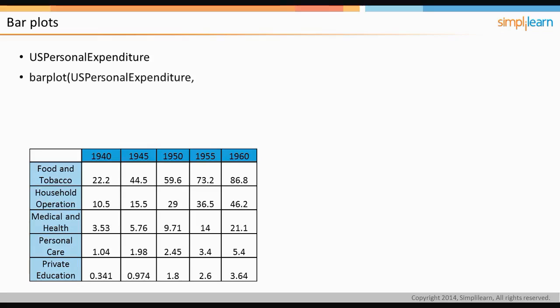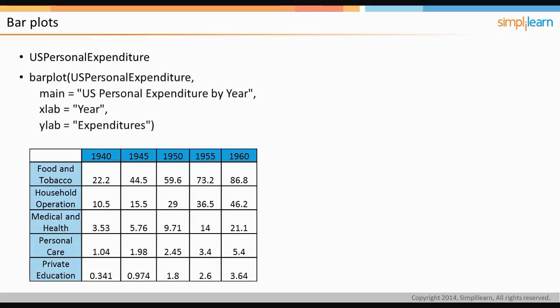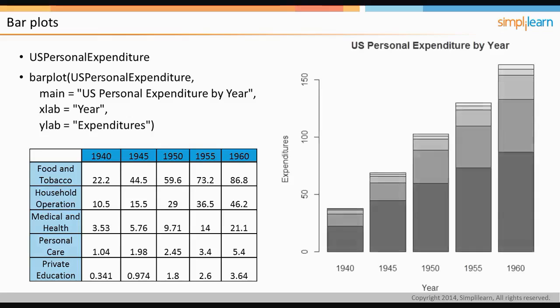In R, bar plots can be created using the barplot function. As with the plot function, the main, xlab, and ylab attributes can be used for labeling. This slide shows an example function to create a bar plot using the expenditure data, and on the right, the created bar plot is shown.